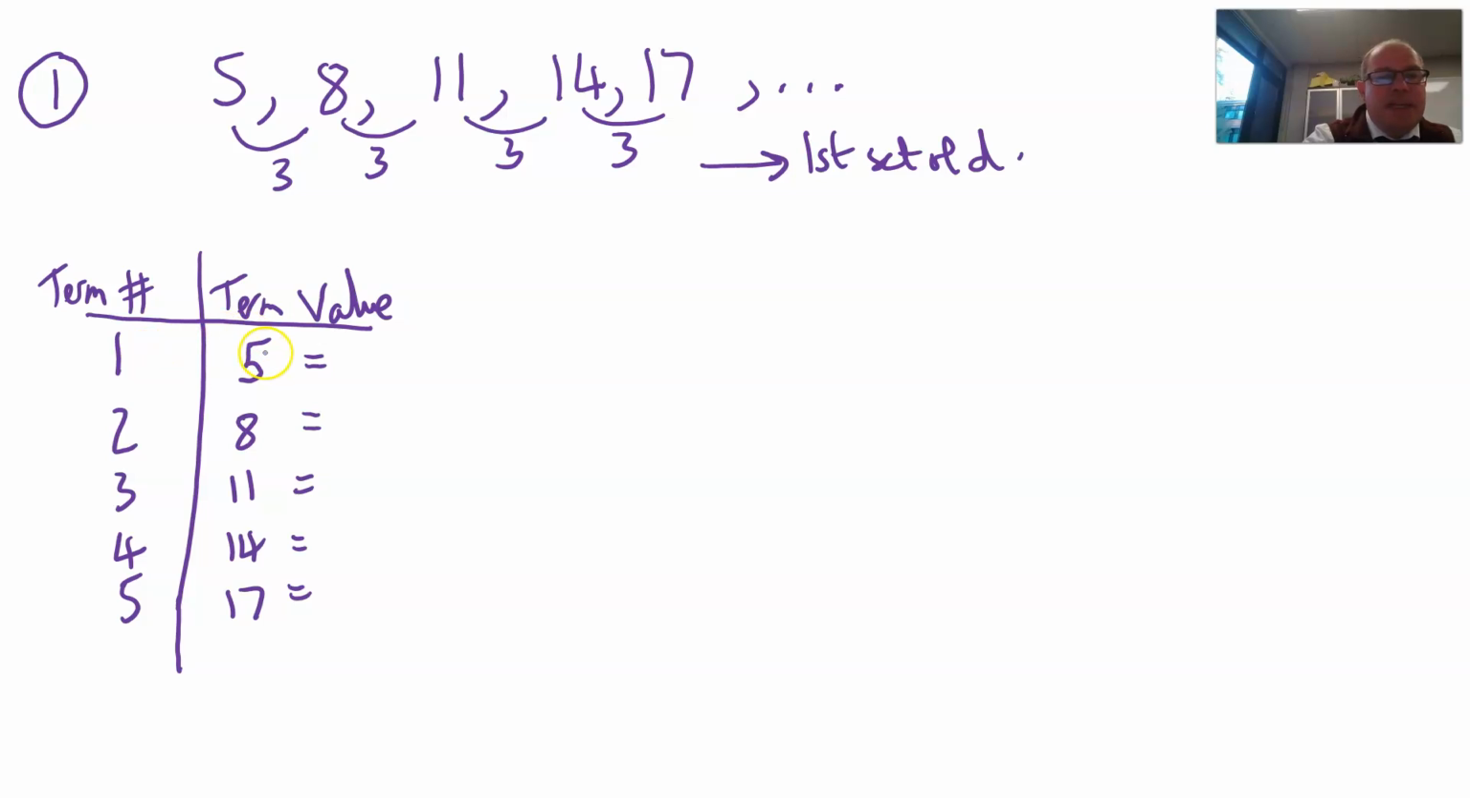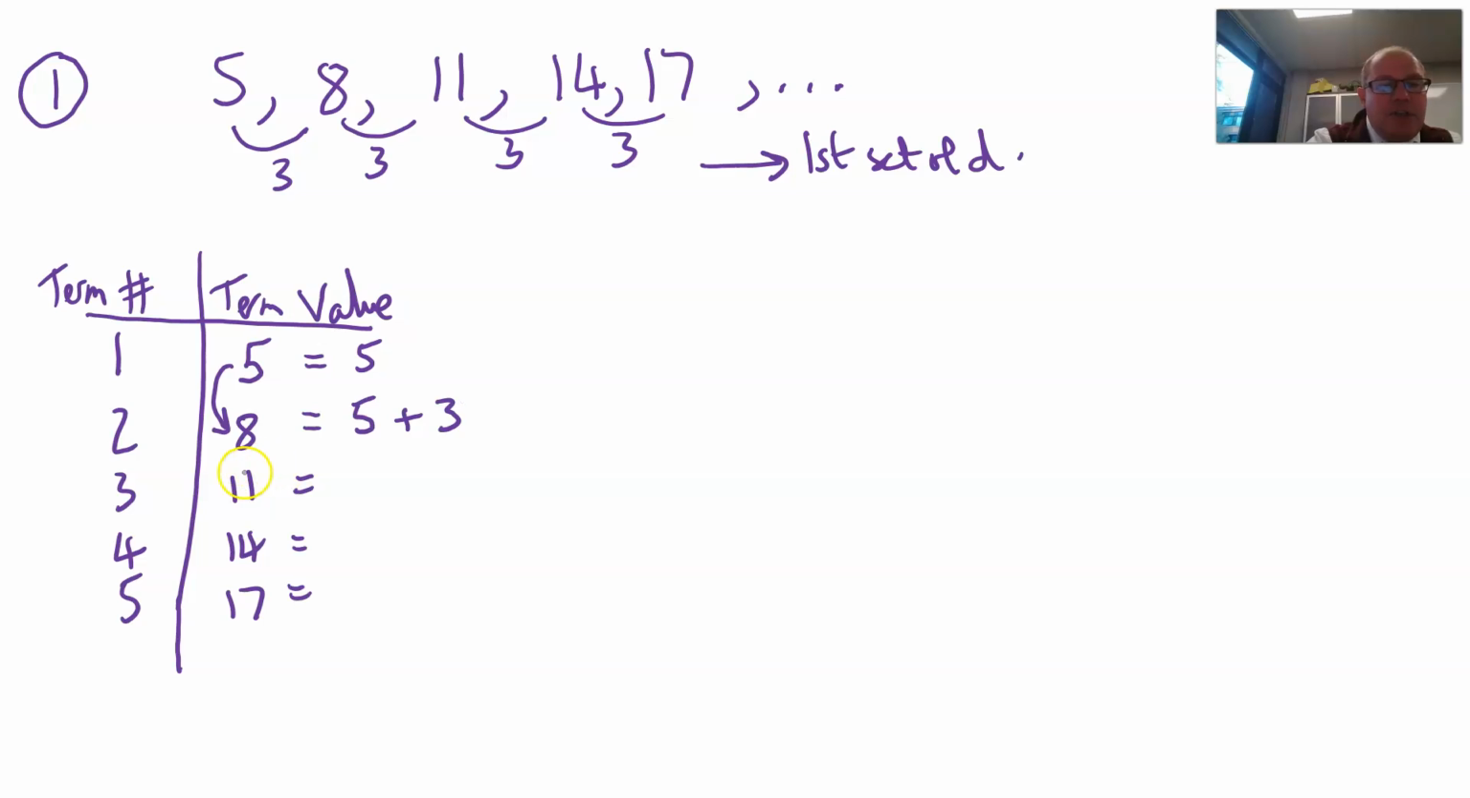So the first term is clearly 5. So we just write a 5. The second term is 8. Start with the first term. We're always going to start from the first term. And 5, I had to add my common difference there, 3, because 5 add 3 is 8.